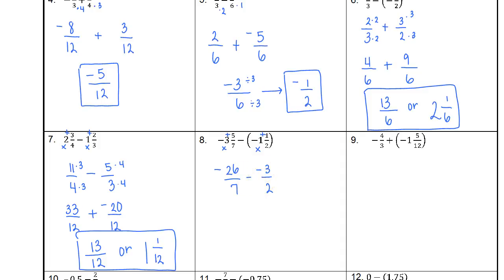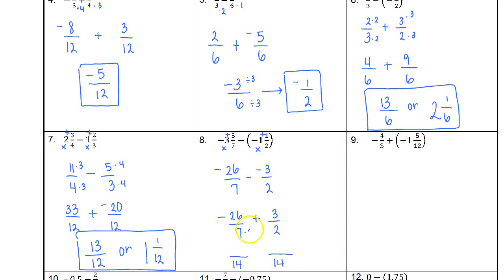Notice when I changed those mixed numbers to improper fractions, I ignored the negative sign, but then I remembered to include it with my improper fraction. If I rewrite this now as addition, it will make it a little bit clearer. So I have negative 26/7, which I'm not changing, and I'm going to add a positive 3 halves. Now for a common denominator. Both 7 and 2 will divide evenly into 14.